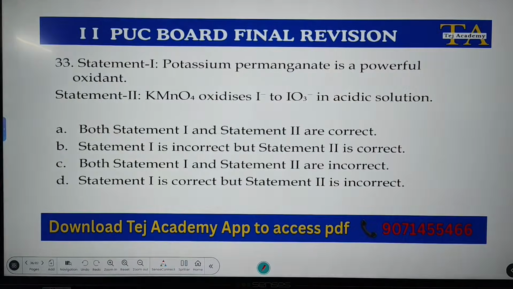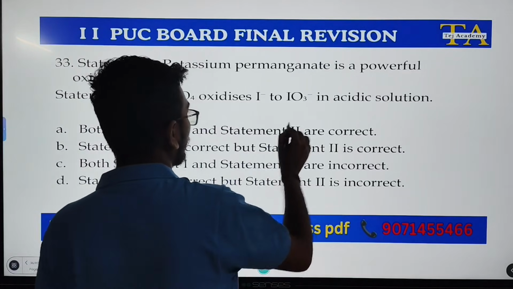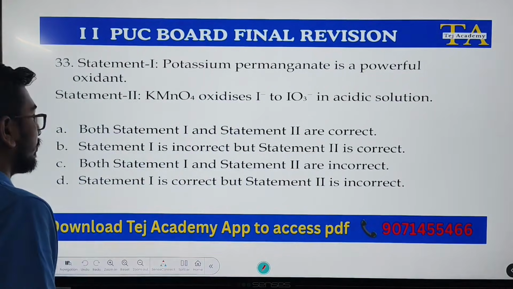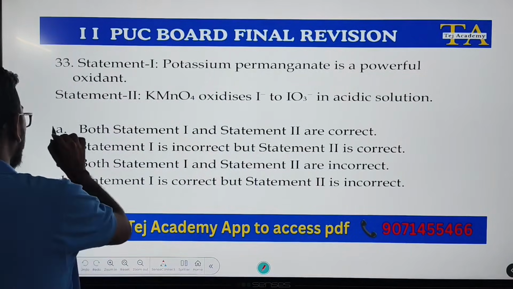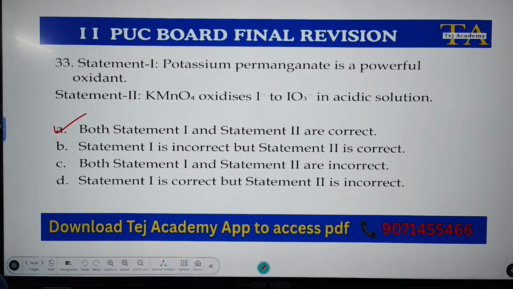Then 33, statement based question. First statement: potassium permanganate is a powerful oxidant. Second: KMnO4 oxidizes I minus to IO3 minus in acidic solution. Yes, both are correct. So both statement 1 and 2 are correct.